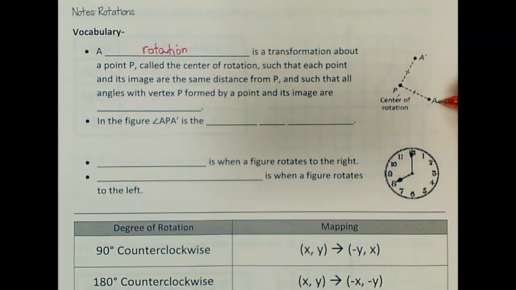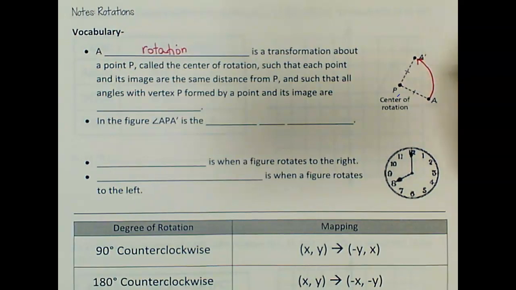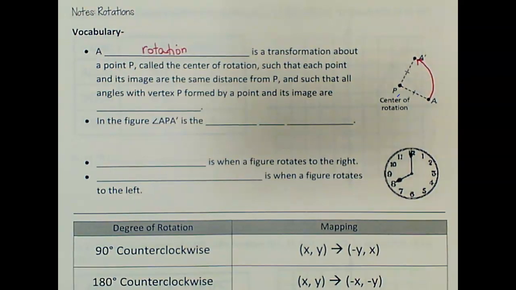Remember that A would be the pre-image, and anything with a prime, like a little apostrophe, that would be an image, so kind of like the after of the figure. So we're rotating from point A to point A prime. That's the rotation that's happening in this little diagram.